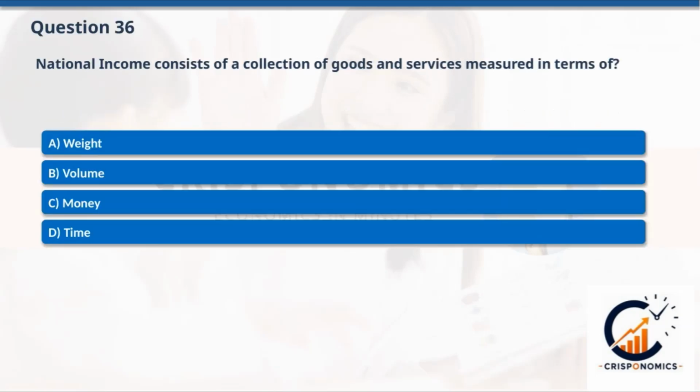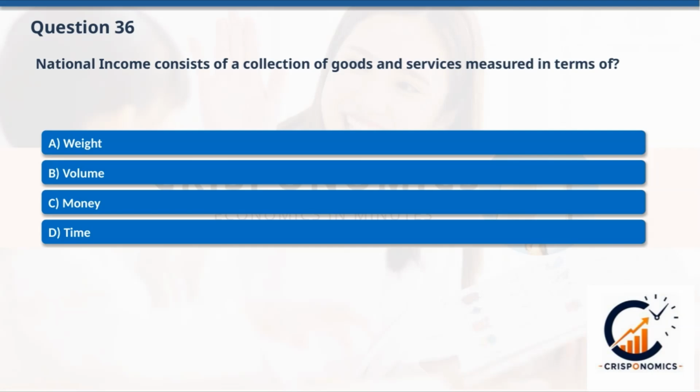When we talk about national income, we're really looking at the total value of goods and services produced by a country. But how do we measure that? Is it by weight, volume, money, or time? The answer is money, because national income sums up everything in terms of their market value.